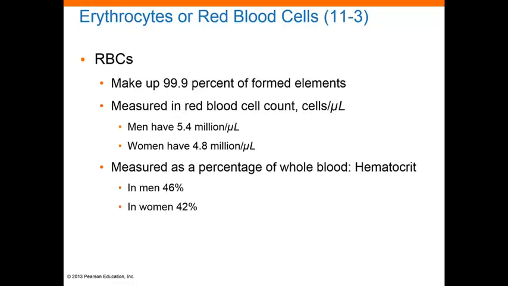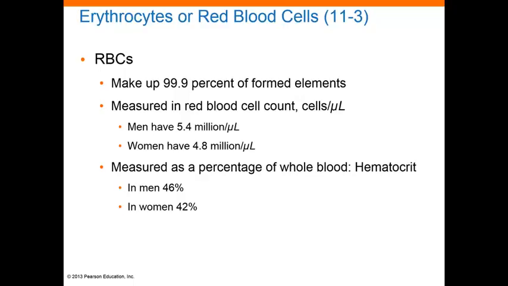Now let's talk about the most abundant formed element in blood, the red blood cell. Red blood cells make up the majority of the formed elements, about 99.9%. Red blood cells are typically measured in a red blood cell count in cells per microliter. Men have a few more than women at about 5.4 million per microliter, and women have about 4.8 million red blood cells in a microliter.